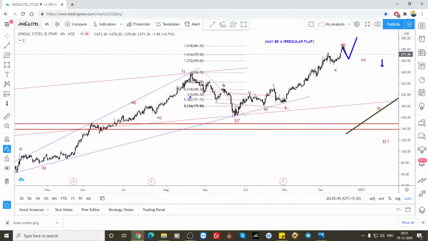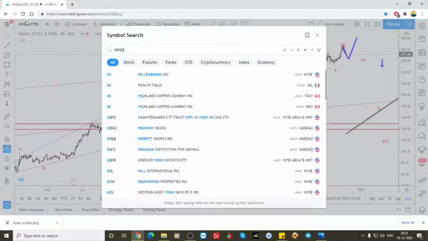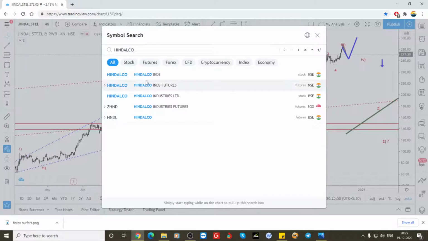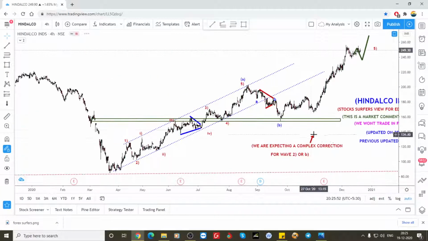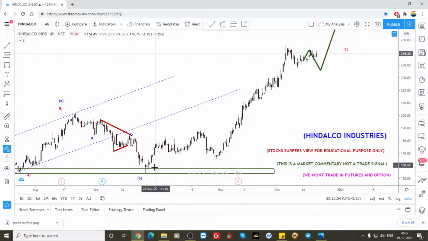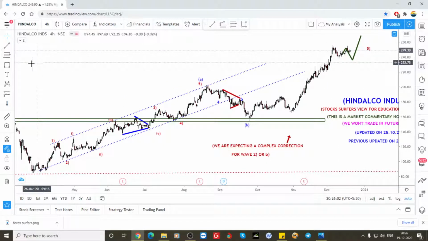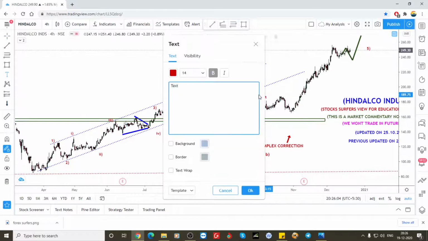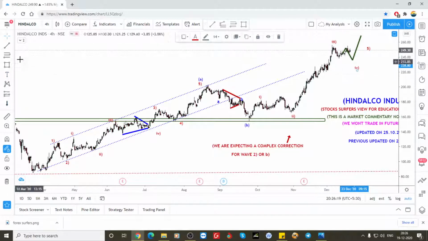Let's see. And Hindalco, so this is also the same pattern, there is no change, but here it looks like 1, 2, 3, so we are in that fourth wave, so one more high for the fifth wave is also possible. So there is a 1, a 2, a 3, and we are in the fourth wave, whether it is a regular flat or it could be a triangle, so whatever it can do.